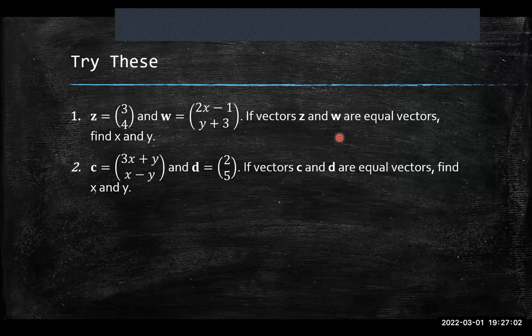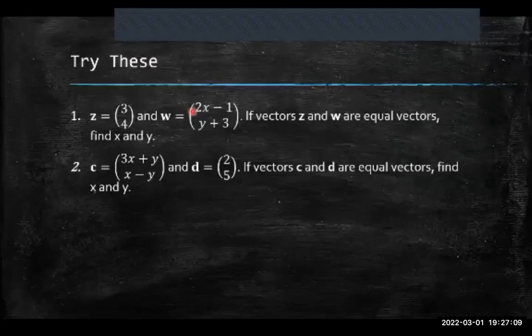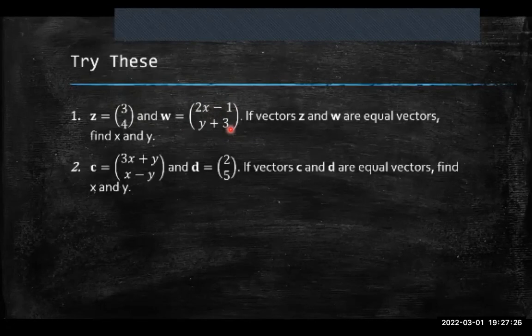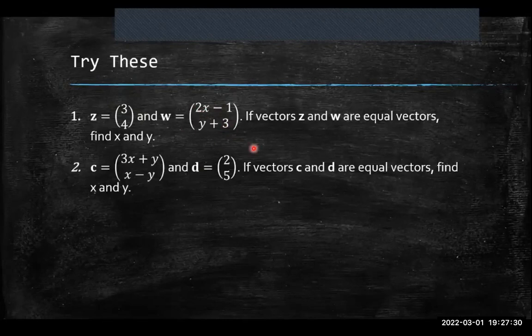So what will you write for this question? They ask you to find the values of X and Y. They told you that Z and W are equal vectors. So what does that mean? 3 has to be equal to 2x minus 1. So the value you're supposed to get for X would be 2. 4 would be equal to Y plus 3. Then you transpose to make Y the subject of the formula, and you're going to get Y is equal to 1. Very straightforward. Anybody have any problems with that? If you do, it's fine, right?